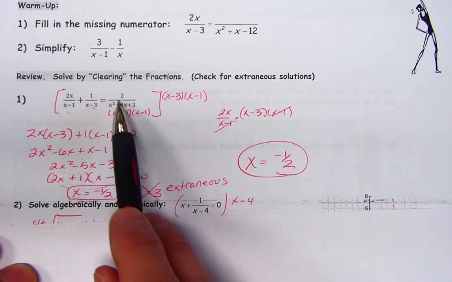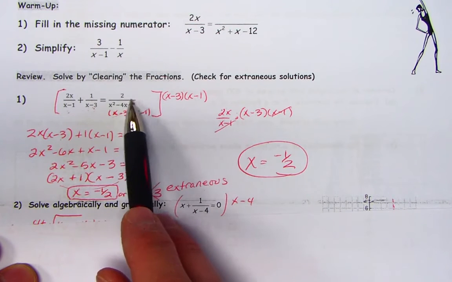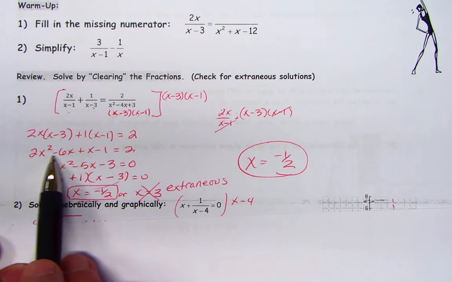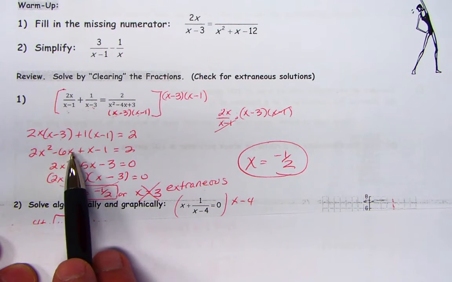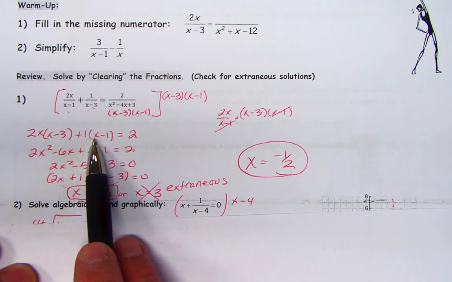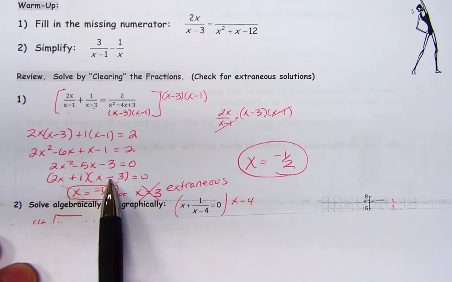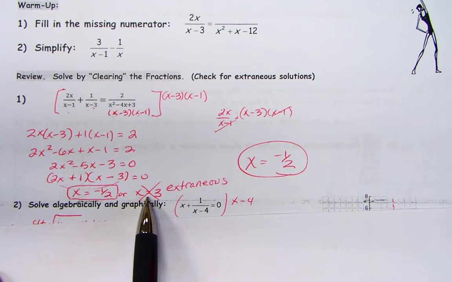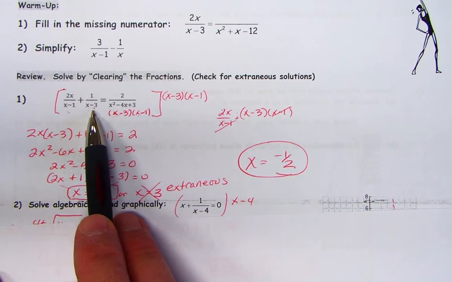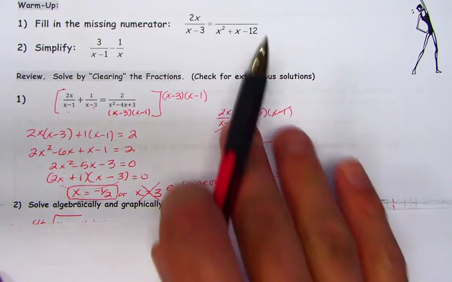times x minus 1, and on the right side, both of the factors in the denominator cancel, and you're left with just a 2. You distribute this all out. 2x squared, 2x times negative 3 is negative 6x, and x minus 1 times 2, you combine like terms, 2x squared minus 5x minus 3, factor it, and you get x equals negative a half, or x equals 3. But x equals 3 is an extraneous solution. It does not work because if you put a 3 in, it will make the denominator 0, so we will get rid of that one, and the only solution is x equals negative a half.